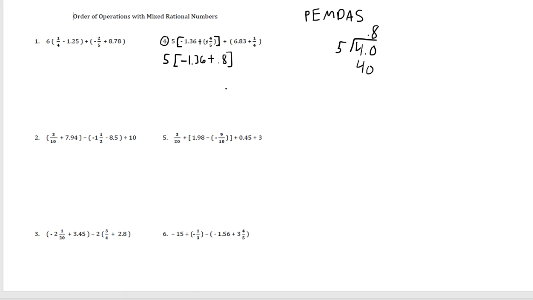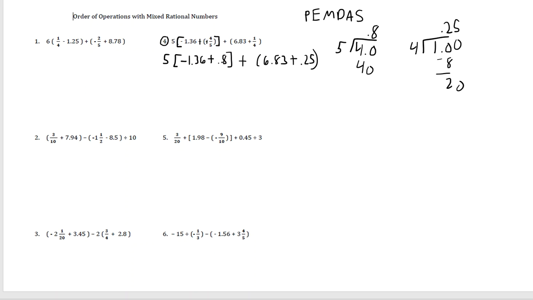That's still going to get multiplied by 5. We still have our 6.83 plus 1/4, and I'm going to change that to a decimal as well. 1 divided by 4. And I bet you some of you guys know these by now. 1/4 is 0.25. Okay?